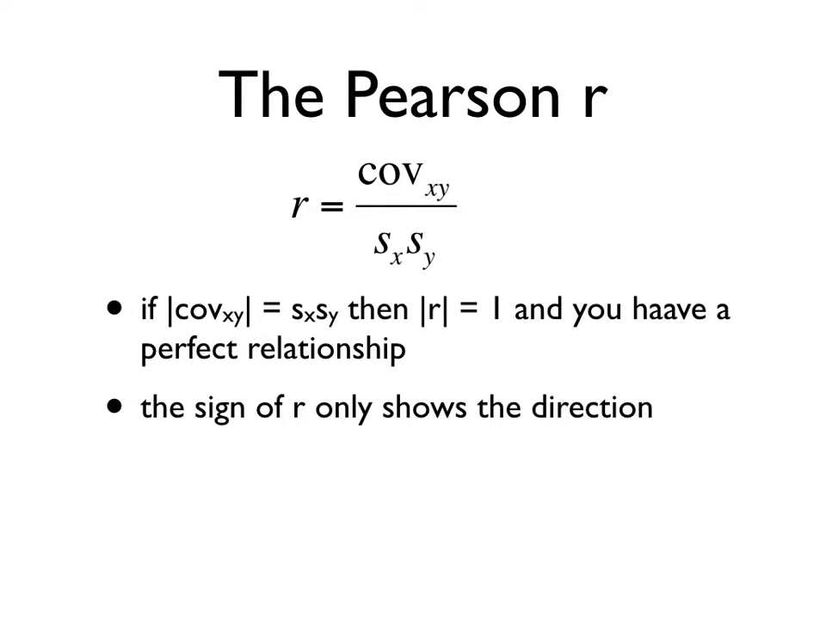The sign tells us simply the direction of the relationship. You know this from 2126, where I'm sure you learned a little bit about correlations. If as X goes up, Y goes up, also as X goes down, Y goes down, that means R will be positive because the covariance is positive. If as X goes up, Y goes down, the covariance will be negative, and we will get, therefore, a negative value for R. All that does is show the direction. It does not talk about the magnitude of the relationship.